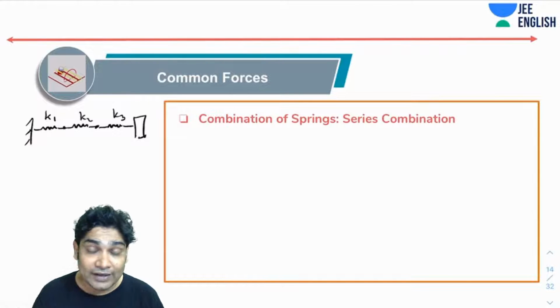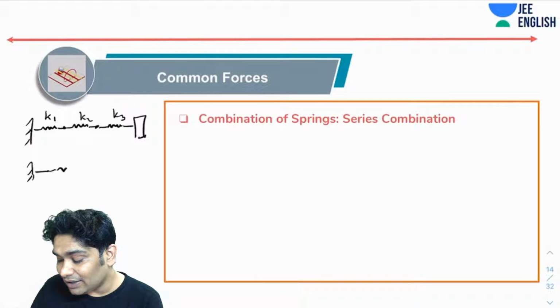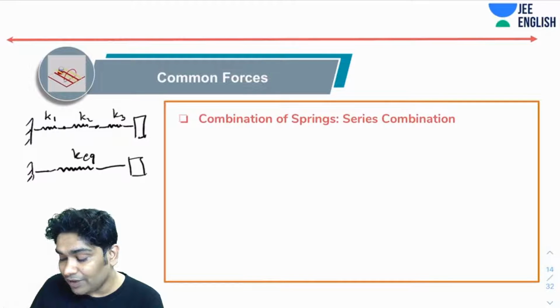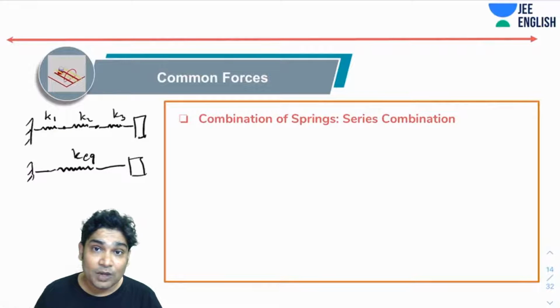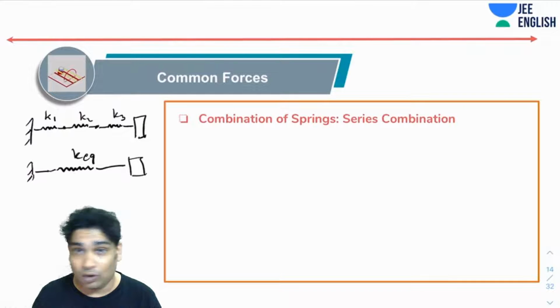And I want to find the equivalent of this. I will replace this entire thing with a single spring, and the aim is to find the spring constant of this single spring, which could replace all the 3 springs. It is called the K equivalent. Now the idea again is the same.